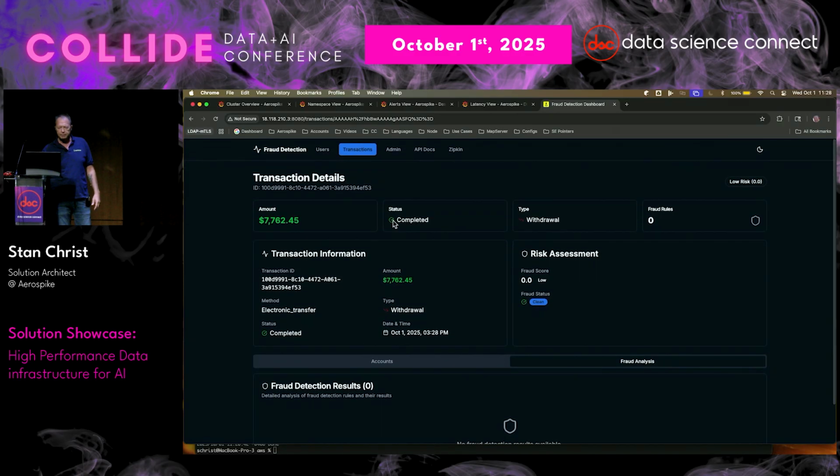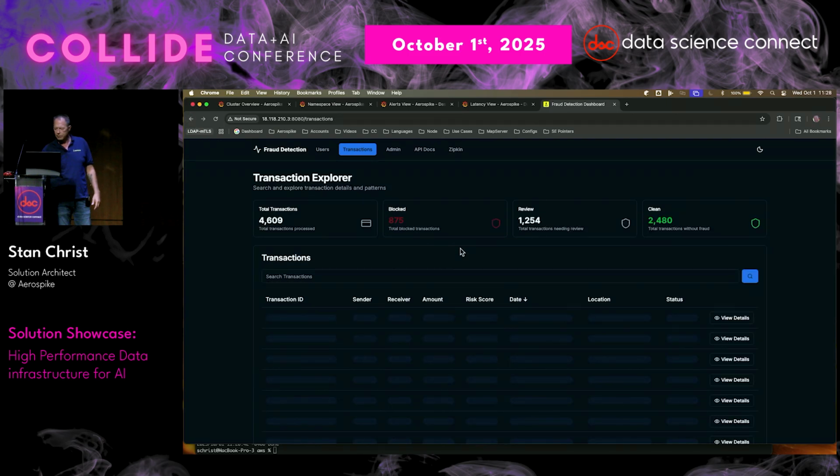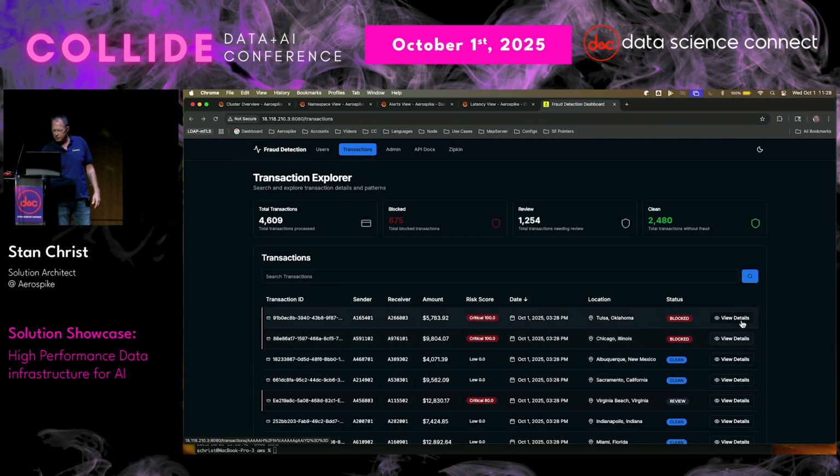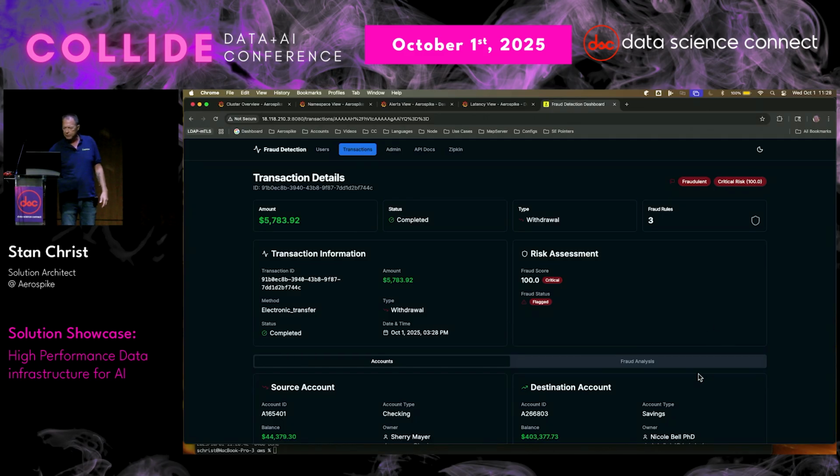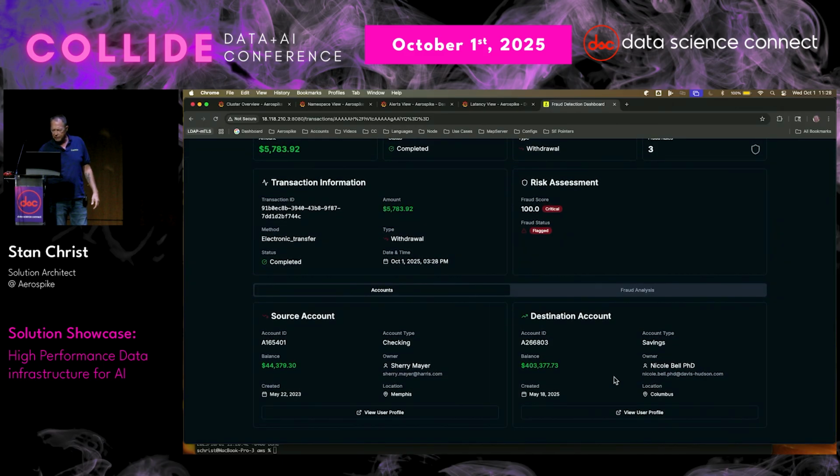But if I go back and take a look at one that is actually a fraud, for instance, this one that is blocked, take a look into it. I notice that the risk assessment's at 100. Obviously, that's a fraudulent transaction it's attempting to go through here. And what's fraudulent about it?